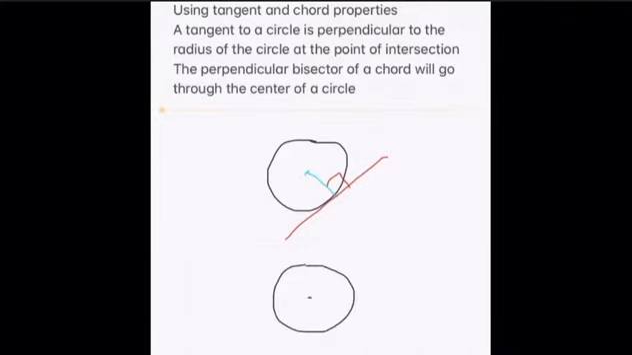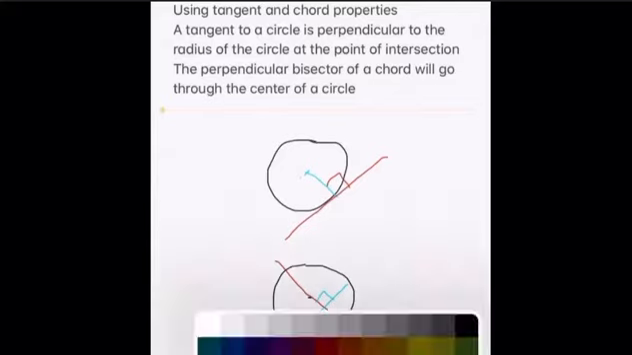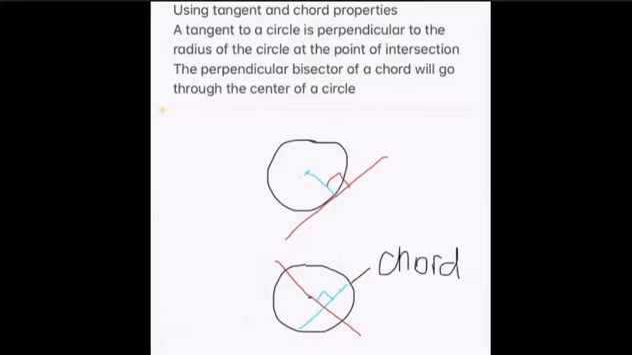And a chord is a line segment that joins two points on the circumference of a circle. The perpendicular bisector of a chord will go through the center of a circle. The blue line is a chord, and the red line is a perpendicular bisector, and the perpendicular bisector will bisect the chord into two equal lengths, and they are also perpendicular to each other.